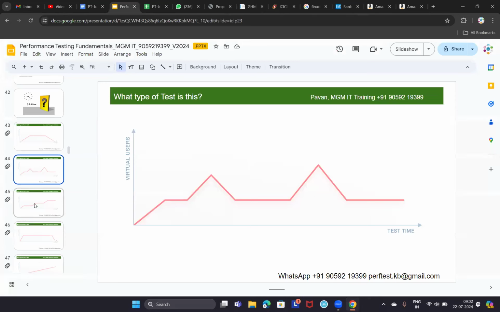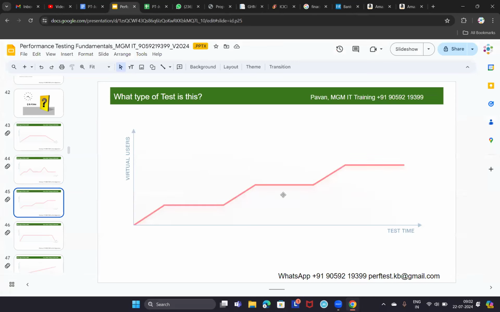All right. Next, what type of test does this graph best represent? See, what are we doing here? We are gradually increasing the user load. What type of test does this graph best represent? Stress testing. Yes, stress testing. This graph best represents stress testing, because we are gradually increasing the user load. Observe here, we are ramping up, steady state. Again ramping up users, steady state.